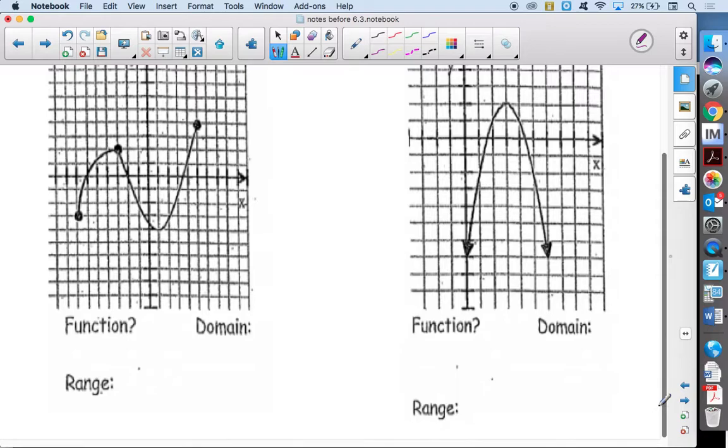All right, Izza, is this one a function? Yes, it is a function. Do you think you could try the domain? Yeah, the domain would be, I don't know what number that is. It's 1, 2, 3, 4, so -7, to 3.5. It goes up higher.